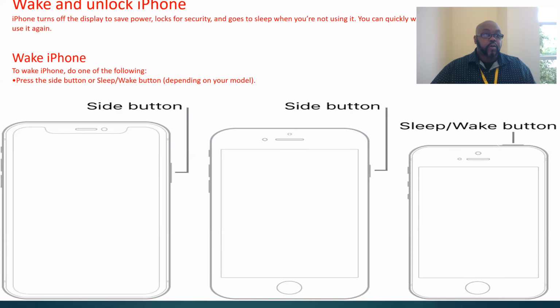Next is going to go to just how to wake and unlock your iPhone. The iPhone turns off and on displays and saves power. You can lock your phone to wake it. These are some of the things you do.